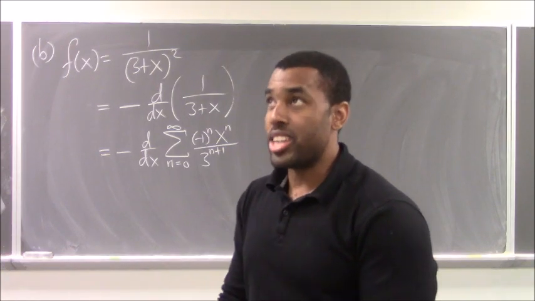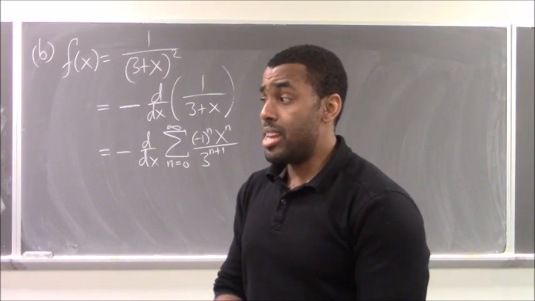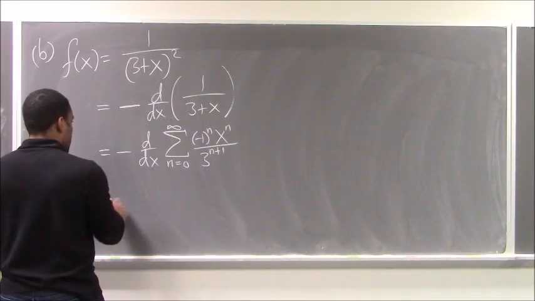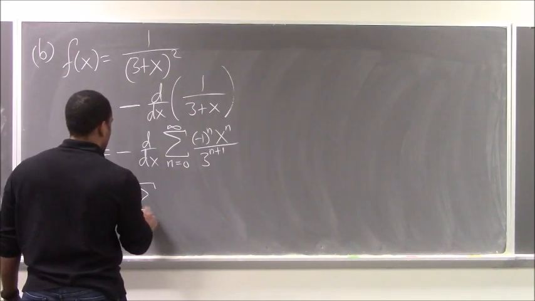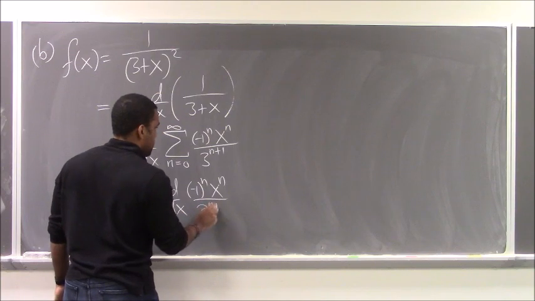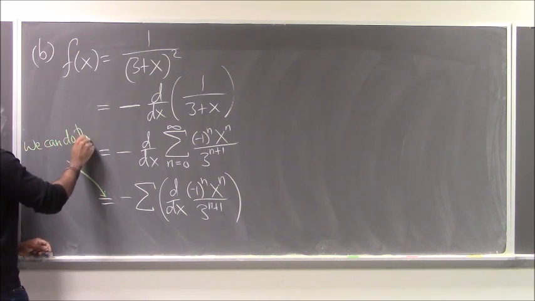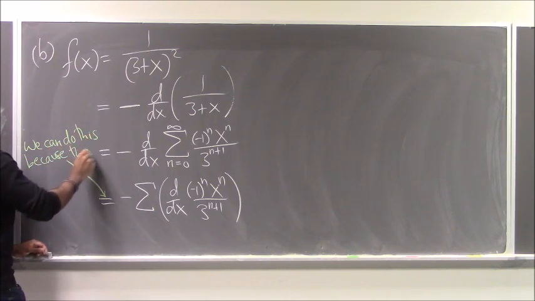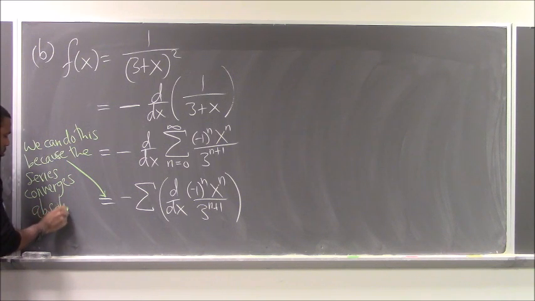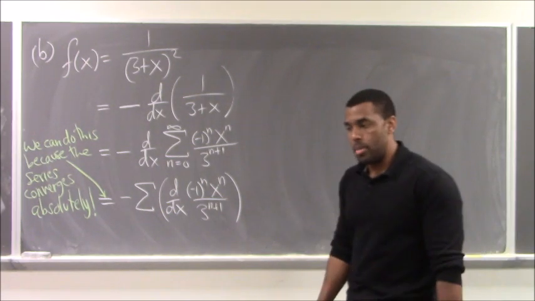So 1 over 1 minus x, if we represent that as a series, that's just the sum as n goes from 0 to infinity of x to the n, and that approaches 1 over 1 minus x. It converges there absolutely. And so what we can do here is switch the summation and the derivative, and we can just differentiate the sum. We're allowed to do this because the series converges absolutely. We're allowed to swap the roles of the sum and the derivative.